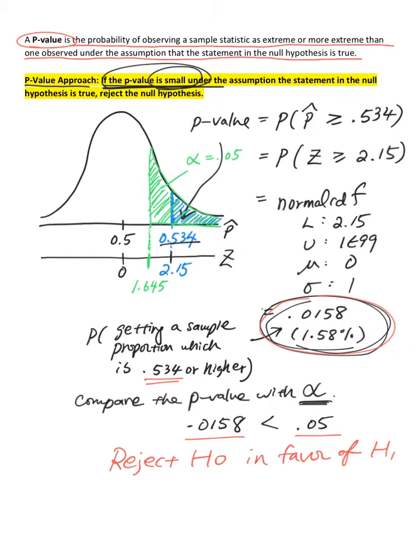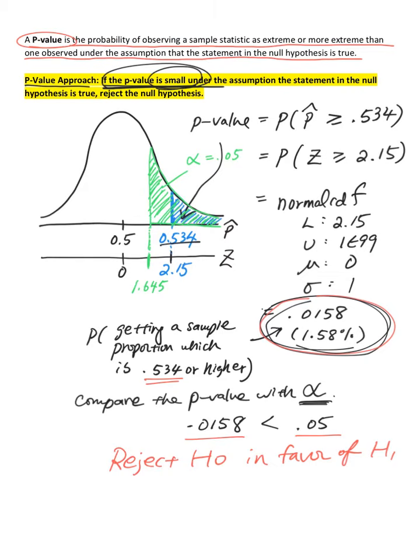Whether the p-value approach or the classical approach is used, the conclusions are going to be the same. If you reject H0 using the p-value approach, you're going to be rejecting H0 using the classical approach. And if you fail to reject H0 using the p-value approach, once again, you fail to reject H0 using the classical approach. The answers should match.